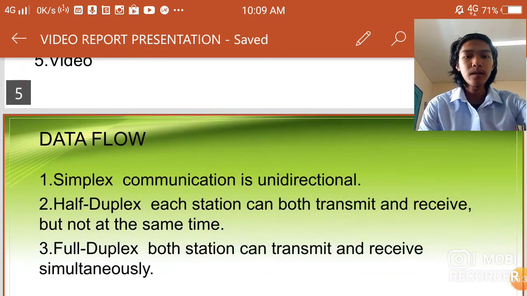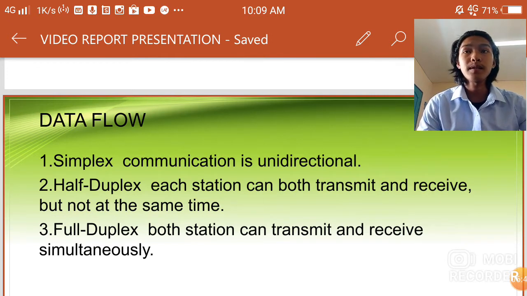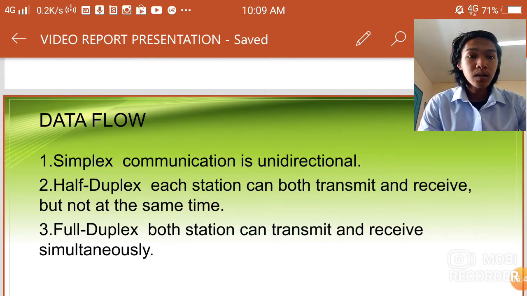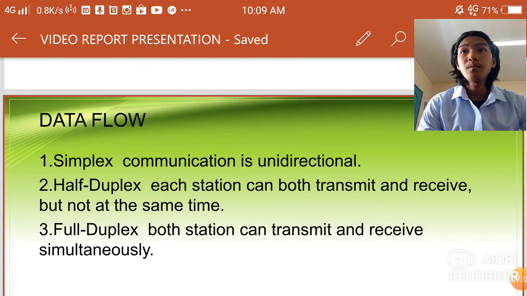Data flow. Three types of data flow: simplex, half-duplex, and full-duplex. Simplex communication is unidirectional. Examples of simplex include radio broadcast, television broadcasting, computer to printer communication, and keyboard to computer connection. Information can be broadcast in both directions in a simplex circuit, but not at the same time, like a duplex. Another term for simplex is half duplex.